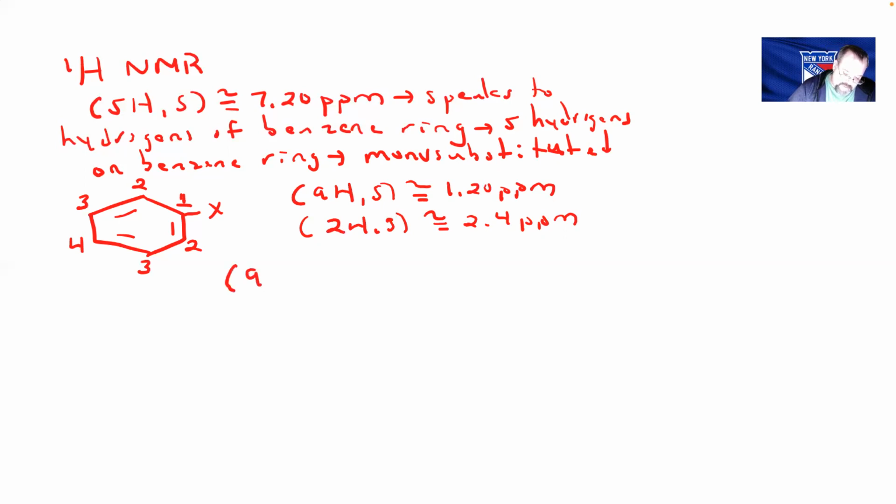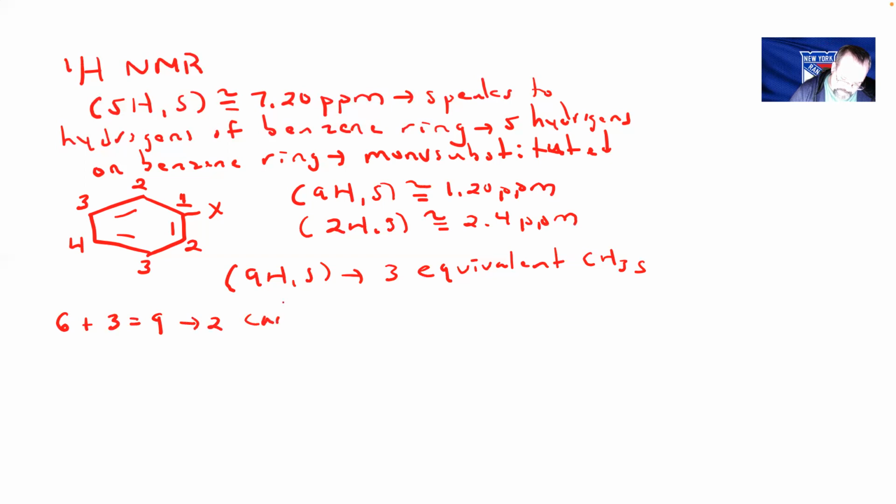Now, if we start with the 9-hydrogen singlet, there's only really one thing it could be, and that would be 3 equivalent CH3s. In theory, it could be 9 equivalent CHs, but that's not what you're going to have here. You're going to have 3 equivalent CH3s. So 6 carbons have been accounted for. This would account for 3 carbons, that gives us 9. That tells us that there are 2 carbons that are left.